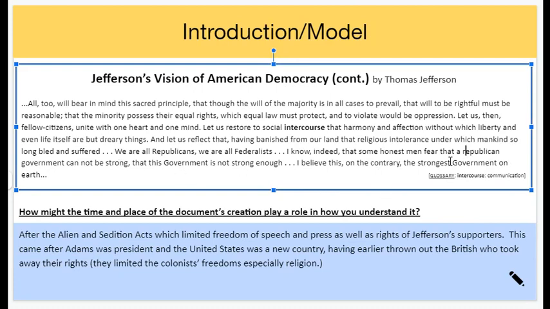This government is not strong enough. I believe, on the contrary, the strongest government on earth, meaning if people have a voice in government. So we gave time and place, we gave contextualization. What was going on before?